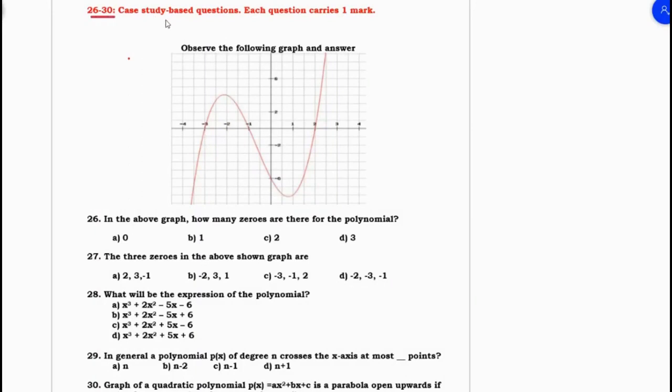26th to 30th question are case study based questions and each question carries 1 mark. These are the questions from polynomial. Observe the following graph and answer.